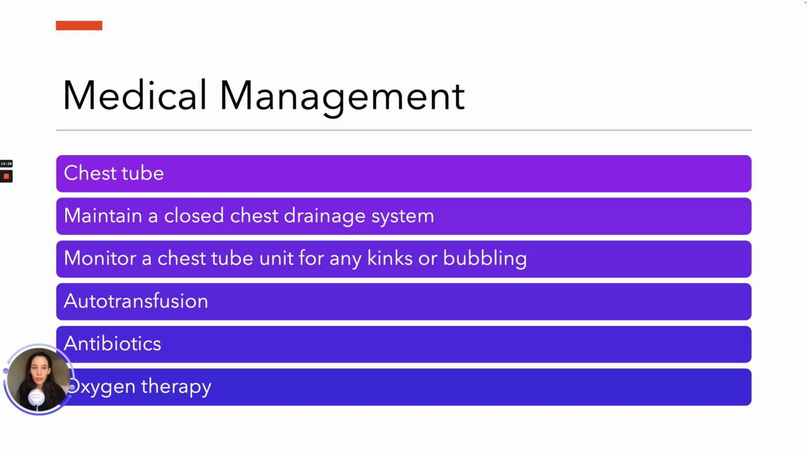Monitor the chest tube unit for any kinks or bubbling, as this could indicate an air leak. We do not want to clamp the chest tube without a physician's order because clamping may lead to a tension pneumothorax. We can use an autotransfusion, which involves taking the patient's own blood that is already draining from the chest, filtering it, and then transfusing it back into the vascular system. And we may use antibiotics to combat infection, or oxygen therapy given at a high concentration of supplemental oxygen to treat hypoxemia.